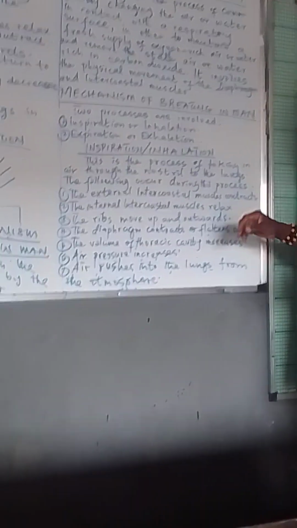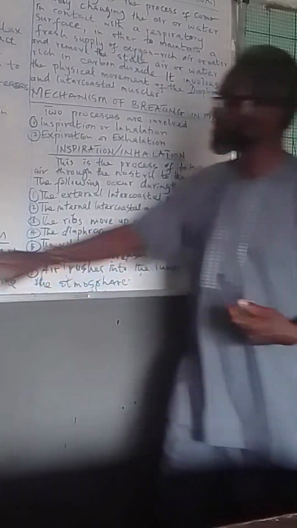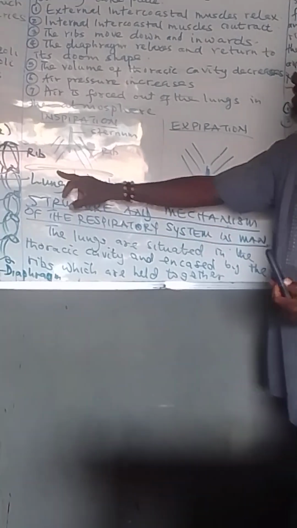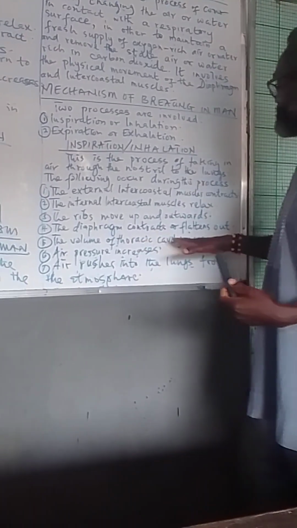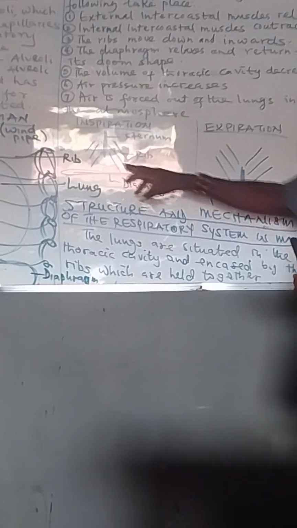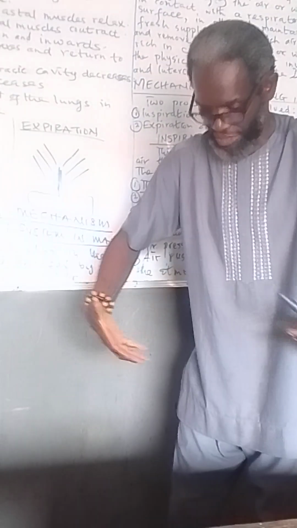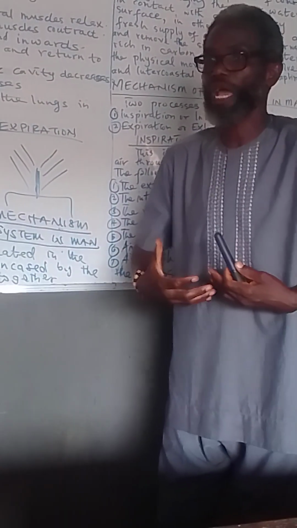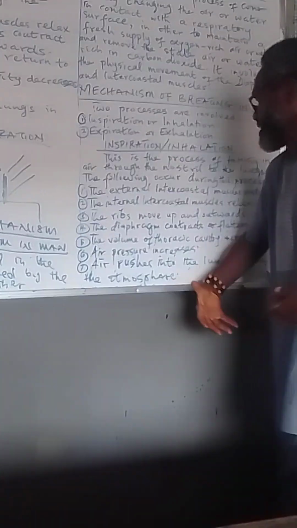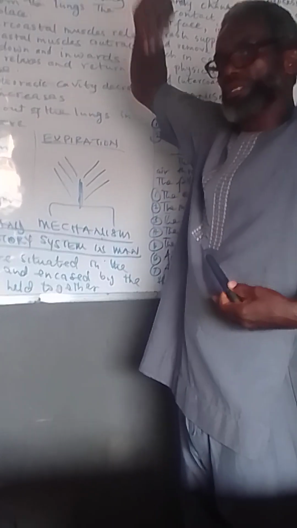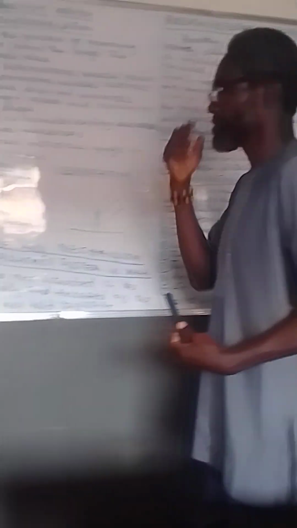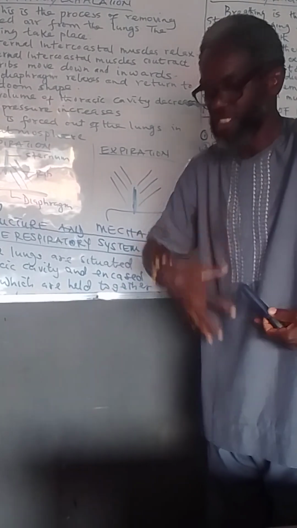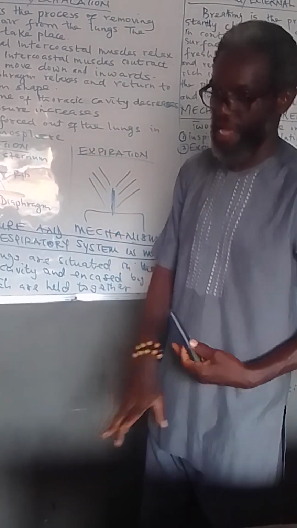While the diaphragm contracts and flattens out, it becomes flat. This is the regular shape of the diaphragm. It's called the dome shape. But during inspiration, it contracts and flattens out. The volume of the thoracic cavity increases. The volume of the thoracic cavity that wants to receive air will increase, and air pressure inside decreases, and air therefore rushes into the lungs from the atmosphere.